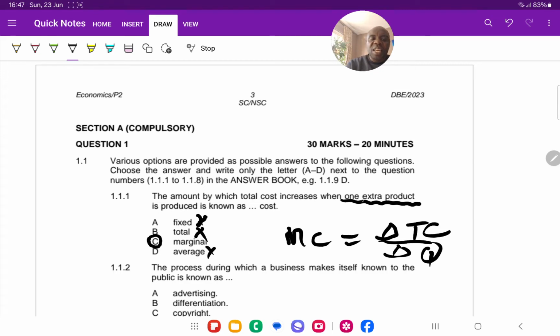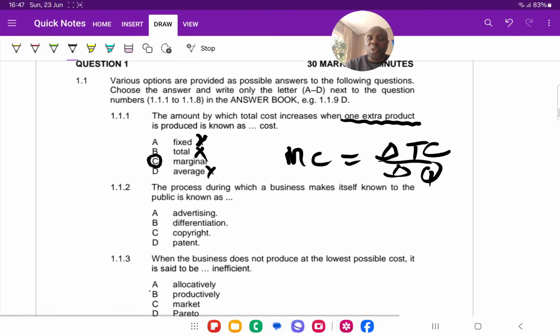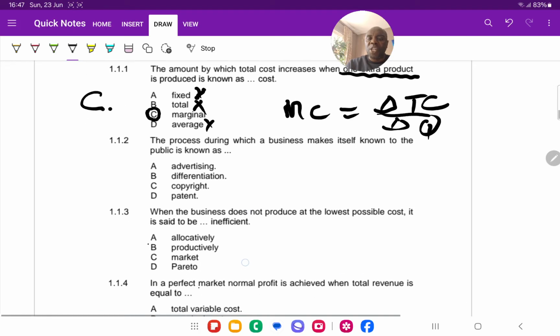So our keyword in this case was one extra. The examiner can either say one extra or one more or one additional. Let's move on to the next. So in this case, our answer is C. Let's move on to question number 2.